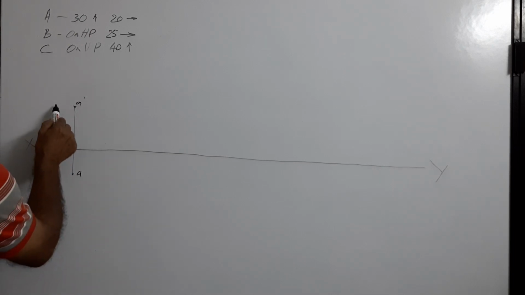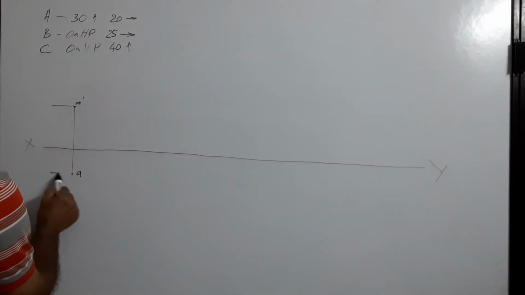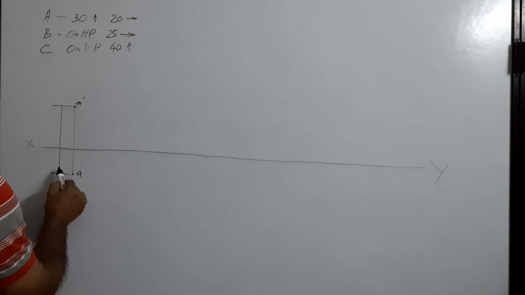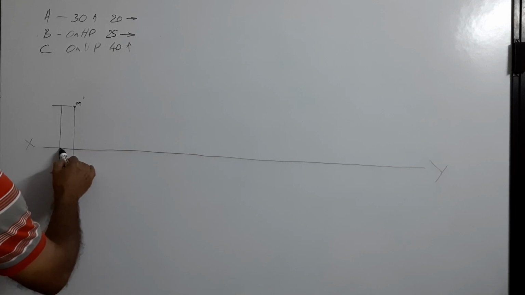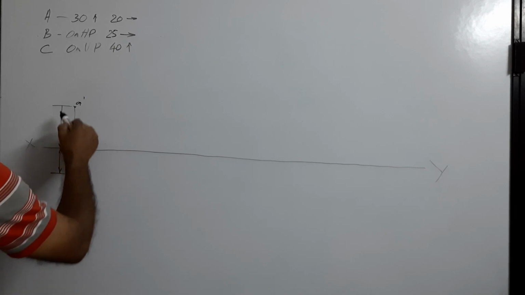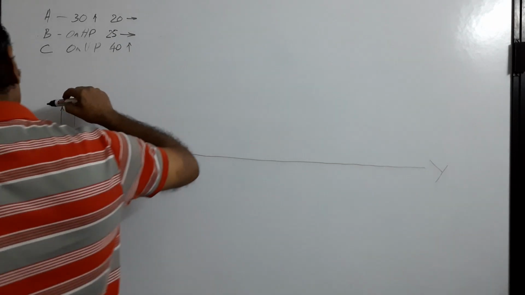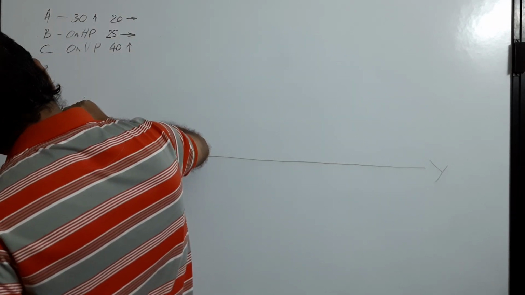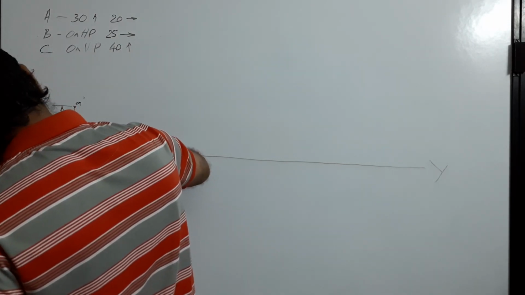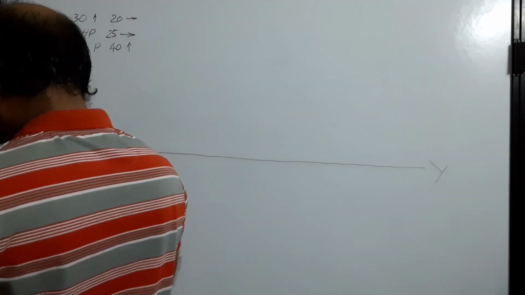Then I draw a horizontal line here, connect them by a vertical line, put arrowheads on either ends of both lines, and right here 30 and right here 20.